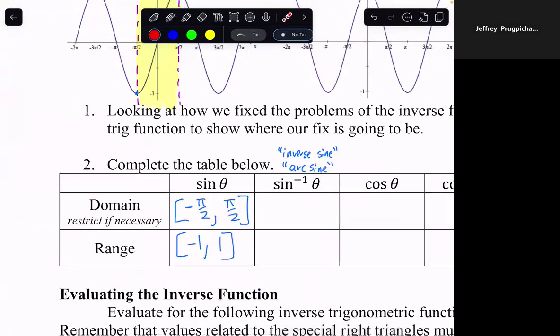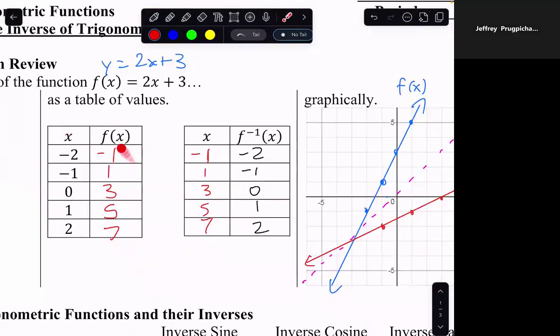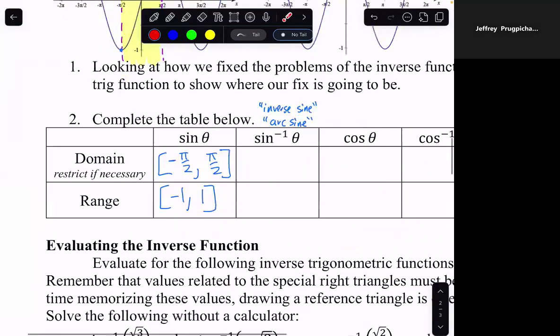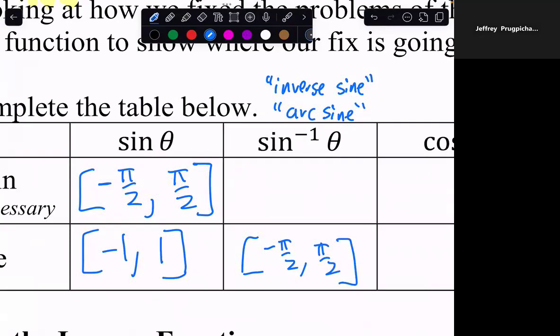Okay, so we know that for an inverse, you just switch x and y. So the old x, the old domain, becomes the new y, the new range. You just switch the domain and the range. Sine's domain becomes inverse sine's range. And sine's range becomes inverse sine's domain.